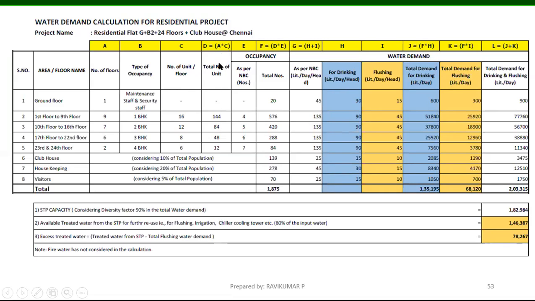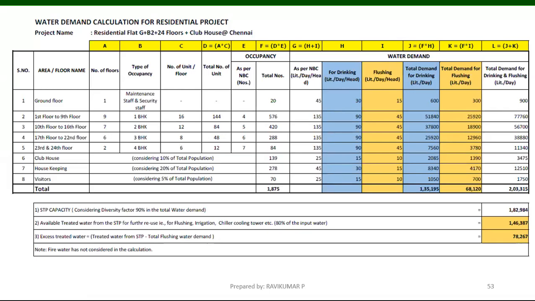How to arrive at the total number of units? D column equals A into C. A is the number of floors, C is the number of units per floor. If you multiply both, you will get the total number of units from the first floor to the ninth floor. 144 units, 144 1 BHK units you will get.